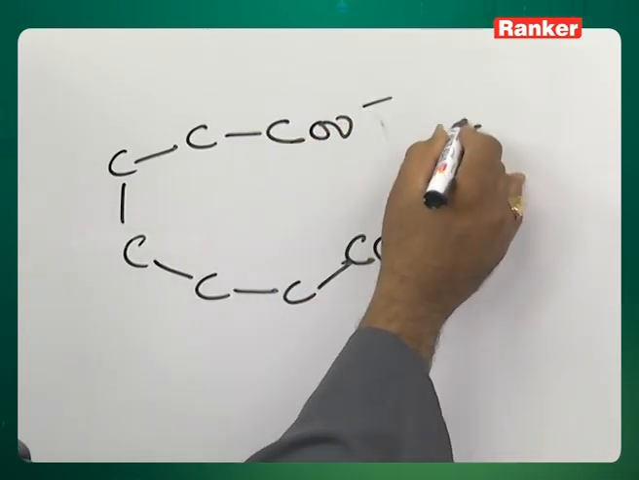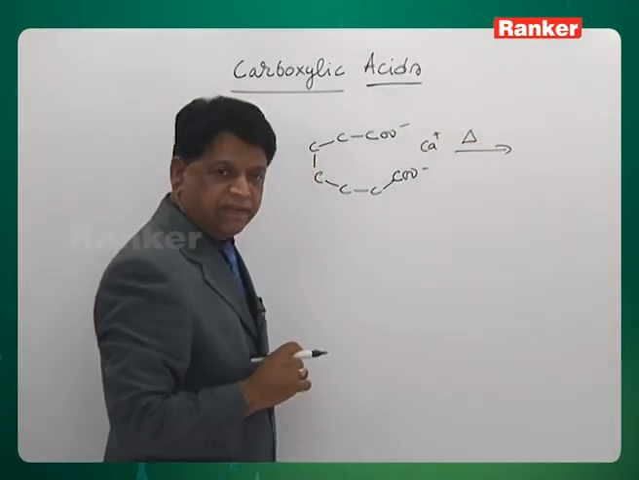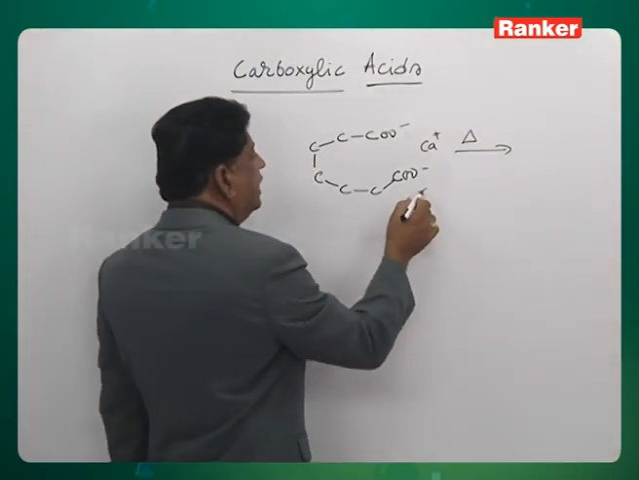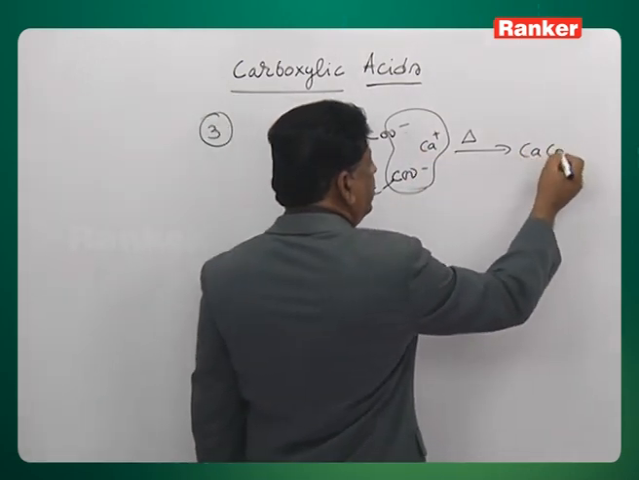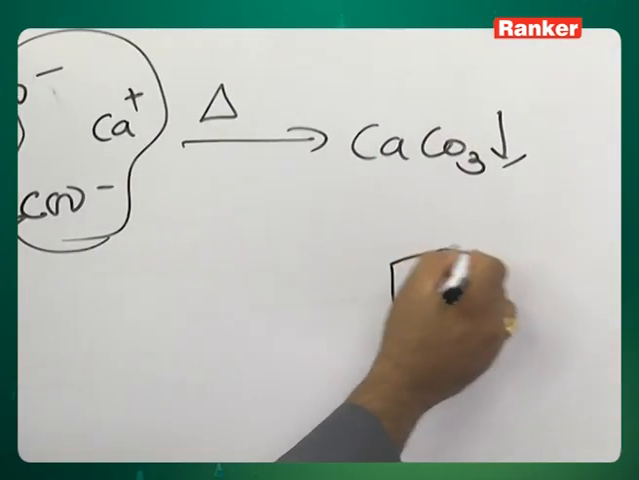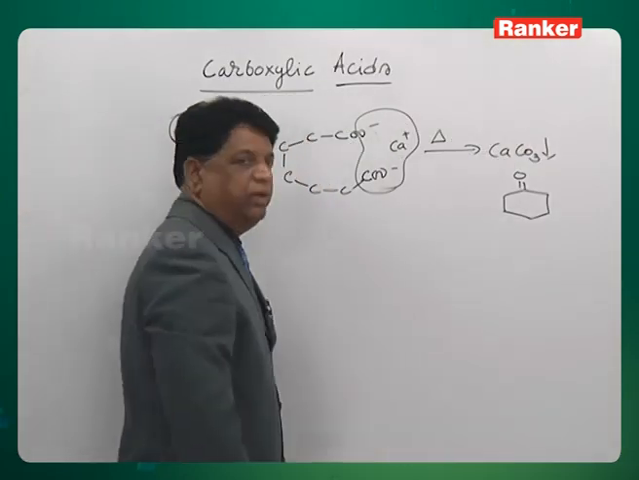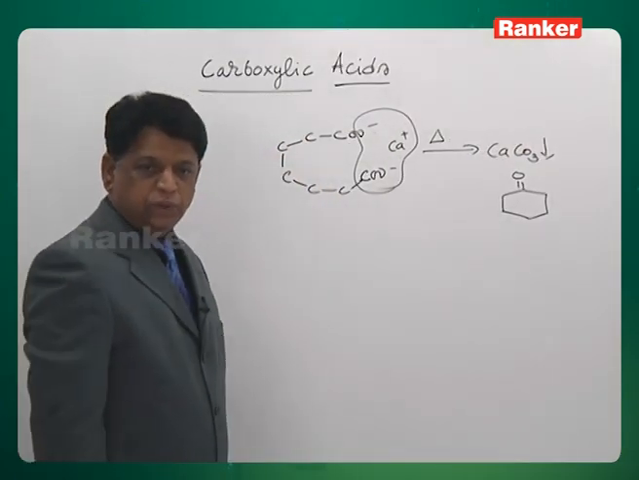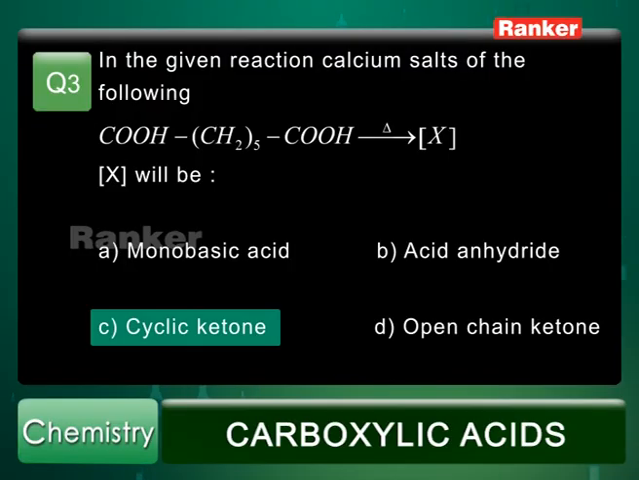So calcium plus 2 is taken and heated. This is what the reaction is asking, in which calcium carbonate will be left over in the flask, and this compound becomes a ketone. A 6-membered ring with a ketone, that is cyclohexanone, will be the answer. So the answer is the cyclic ketone, answer C is the right answer.